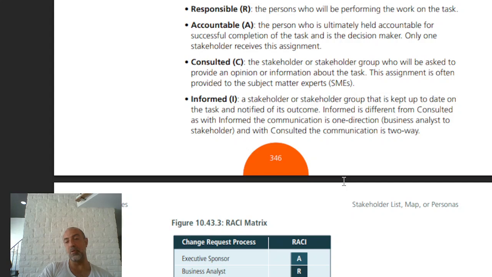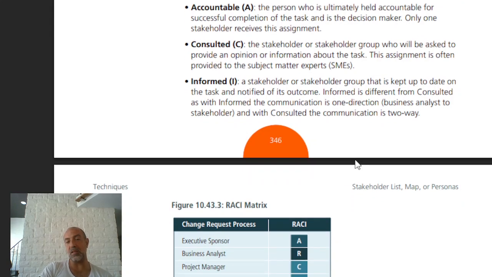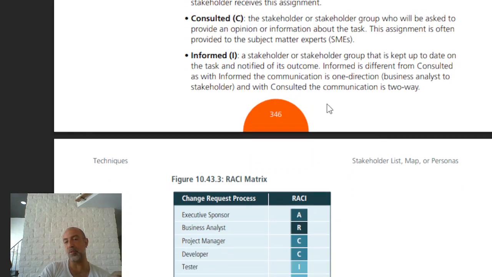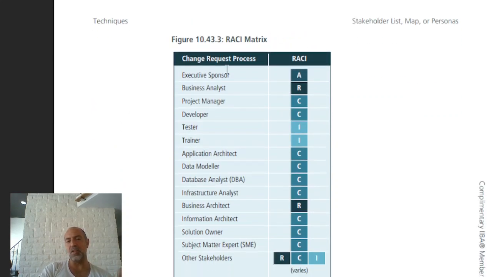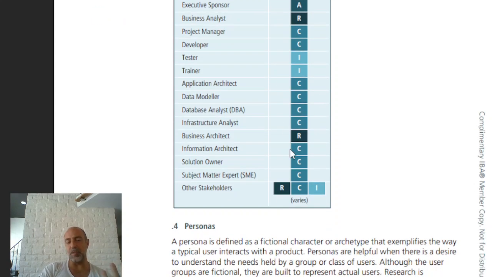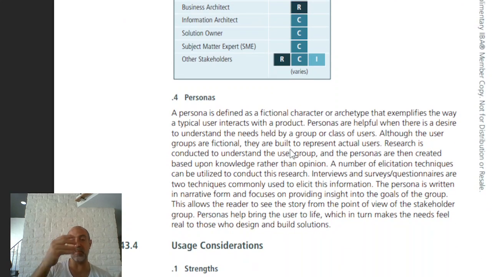Informed: a stakeholder group is kept up to date on the task and notified of its outcome. Informed is different from consulted. With informed, it's basically one-direction communication, from the business analyst, and it's basically documentation for the external world, I guess. And this is how it would look, basically: A, R, C, C, I. You're splitting them by R, A, C, I. But there is weight behind their presence, and it feels like all of them are kind of mixed together.